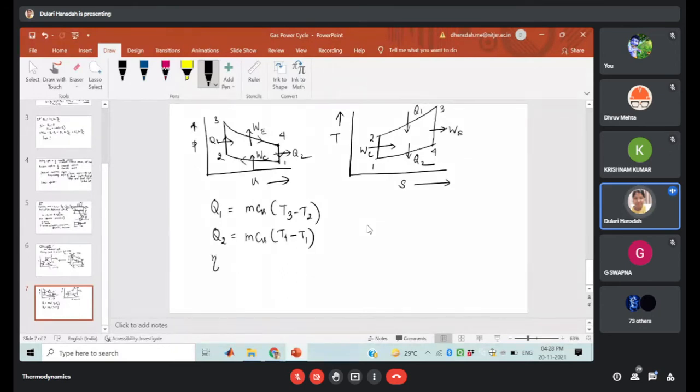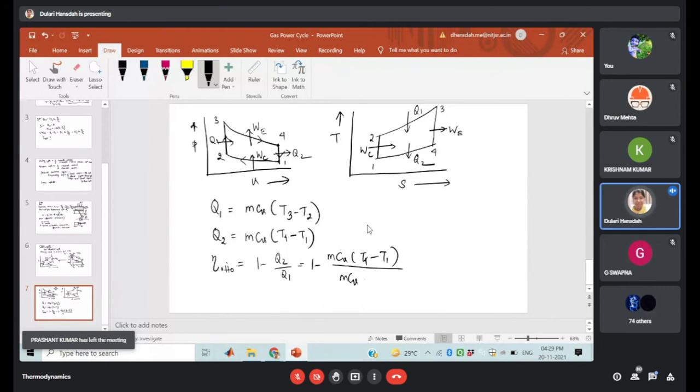Then I can find out what will be the efficiency of the Otto cycle, right? So the efficiency of the Otto cycle, as it is a heat engine, I can write as 1 minus Q2 upon Q1. Then it will be equal to 1 minus mCv(T4 minus T1) upon mCv(T3 minus T2), right? Then mCv will get cancelled, so it will be 1 minus (T4 minus T1) upon (T3 minus T2). Okay, so this is the efficiency of the Otto cycle.